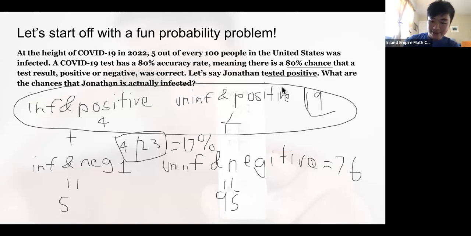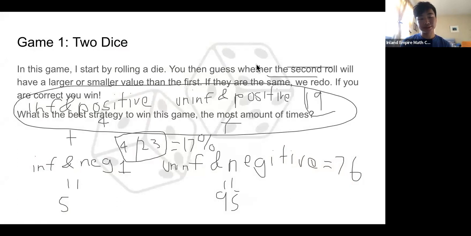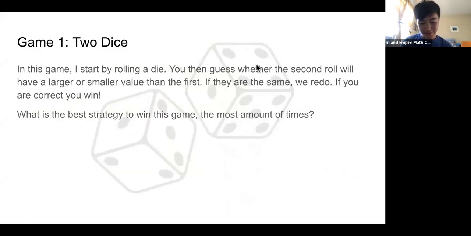And without further ado, let's actually begin the games that we prepared. The first game that I thought about was two dice. It's a very simple game. In this game, I start by rolling a die. You then guess whether the second roll will have a larger or smaller value than the first. If they're the same, we'll just redo it. But if you are correct, then you win this game.